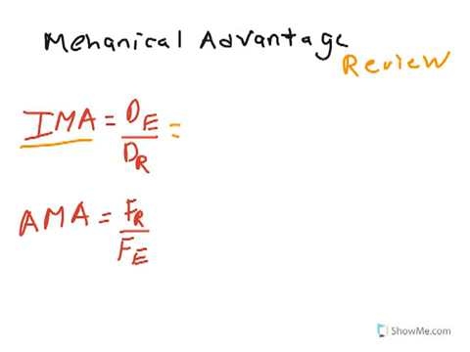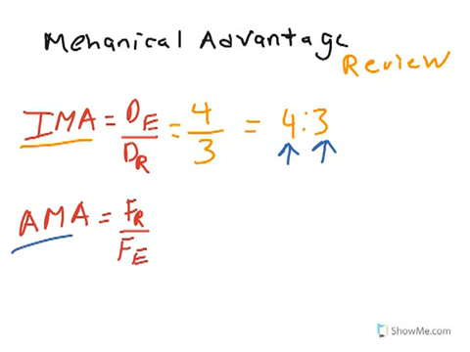As an example, if I have an effort force that is 4 feet from the fulcrum and a resistance force that is 3 feet from the fulcrum, my ideal mechanical advantage would be 4 over 3, or 4 to 3. That is 4 feet of effort for every 3 feet of resistance that I get moved. So if I'm pushing an object, 4 feet of my effort going in to get 3 feet of the resistance, or the object that I'm trying to move.